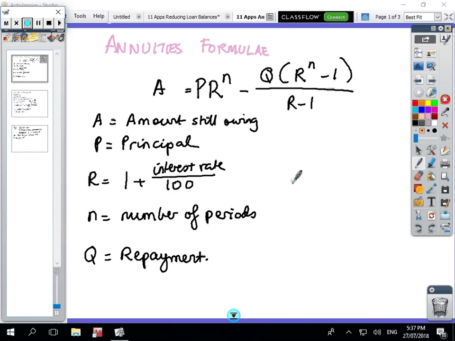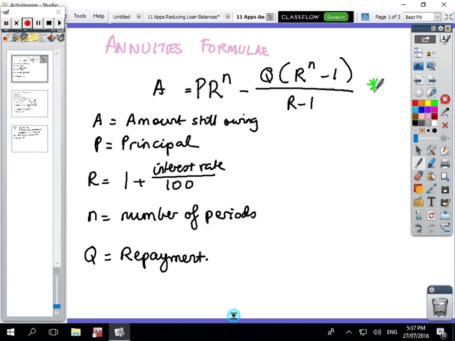Okay, so we're looking at the annuities formula, and we're going to connect it to the previous video on reducing loan amounts. At this stage, you don't need to know where the formula comes from, but there's a formula that will let us know how much you still owe after a certain number of payments. If you've got access to a cheat sheet, you'd be writing that formula down.